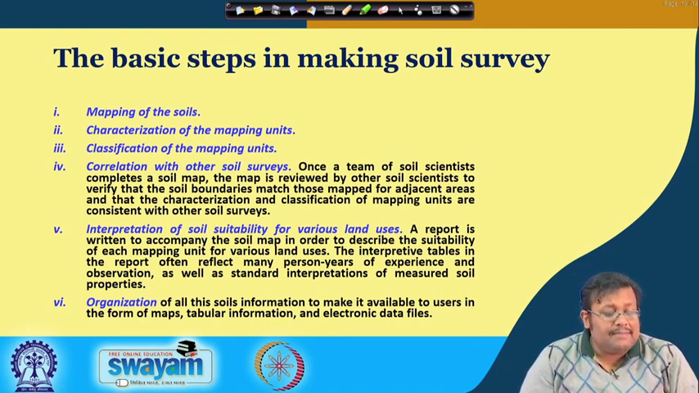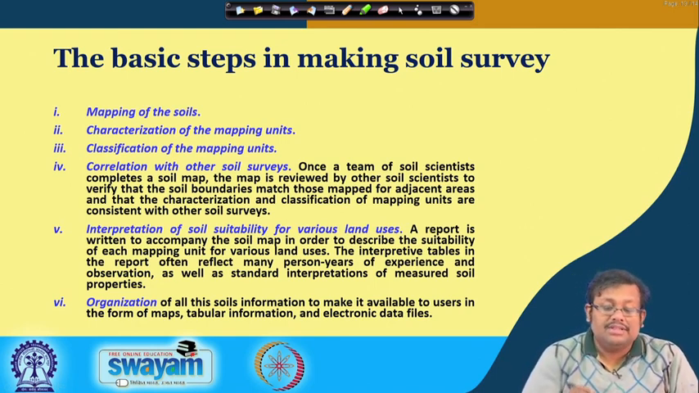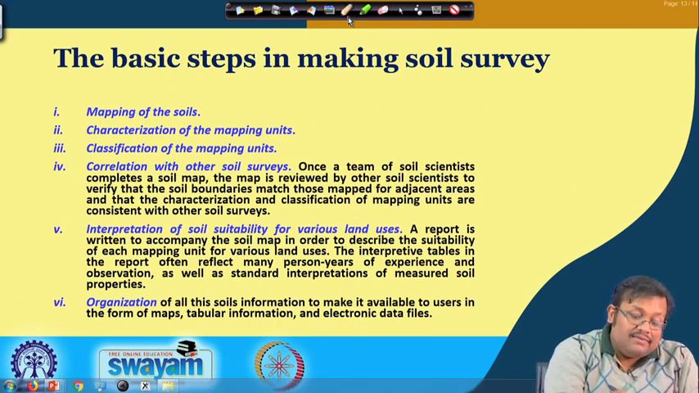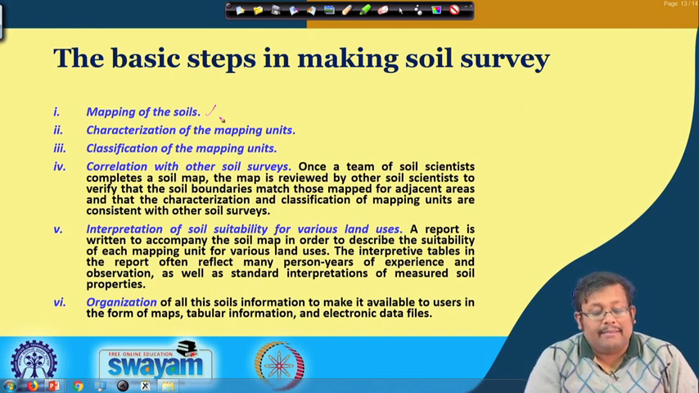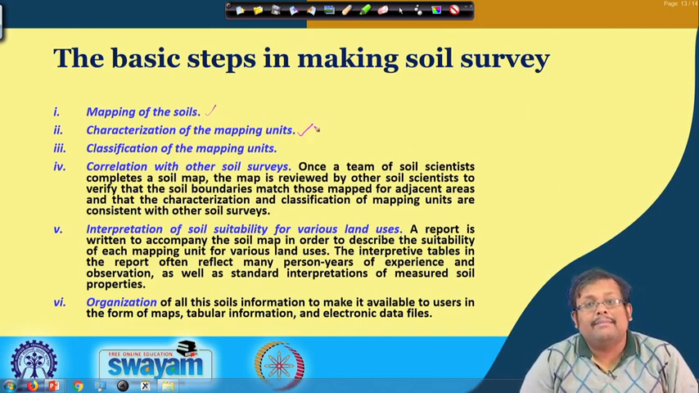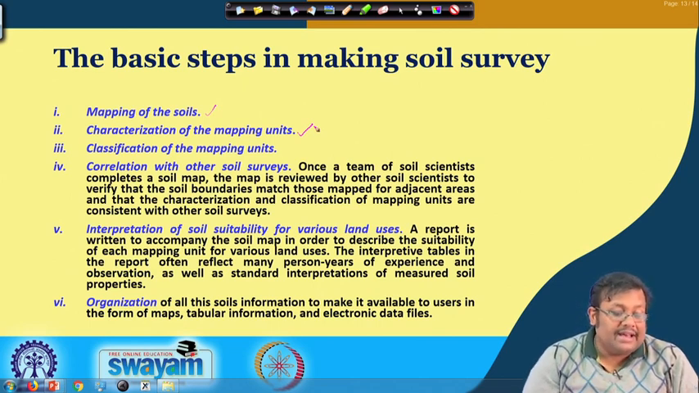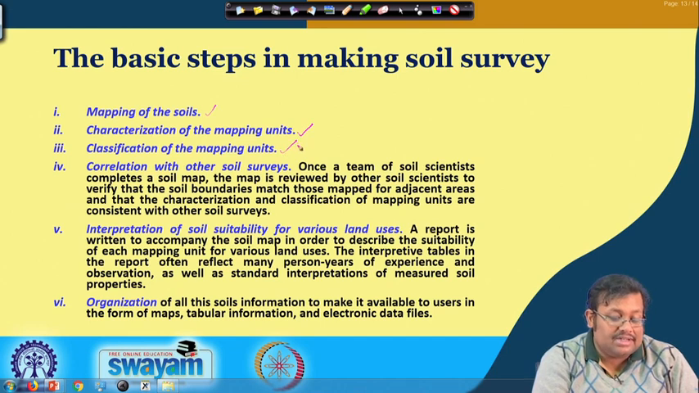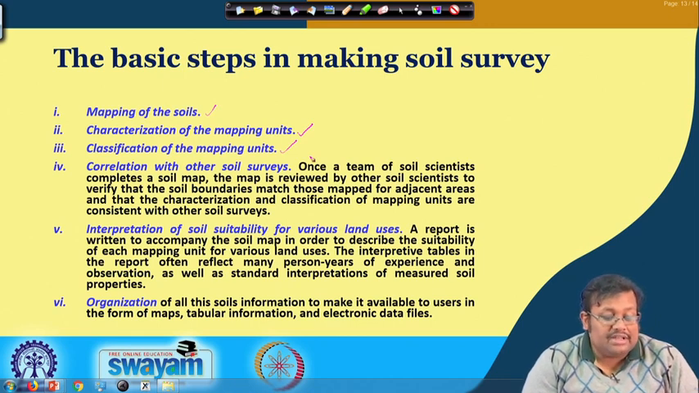The first step is mapping of the soil. This is very important. Mapping of the soil is the first step, and then obviously characterization of the mapping units. We will be discussing the mapping units in a couple of slides. Once we characterize the mapping units, then we have to classify the mapping units. So, again, the first step is the mapping of soil, second is characterizing the mapping units, third is the classification of the mapping units, fourth is the correlation with other soil surveys.